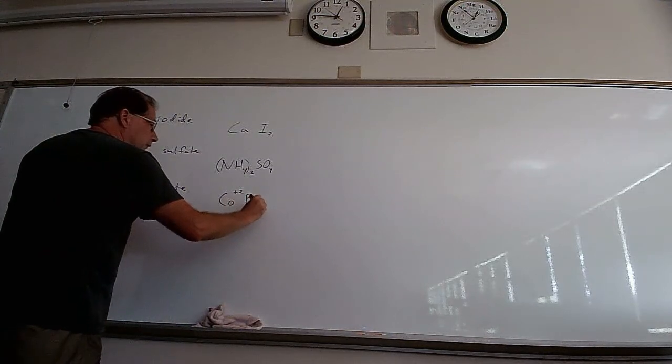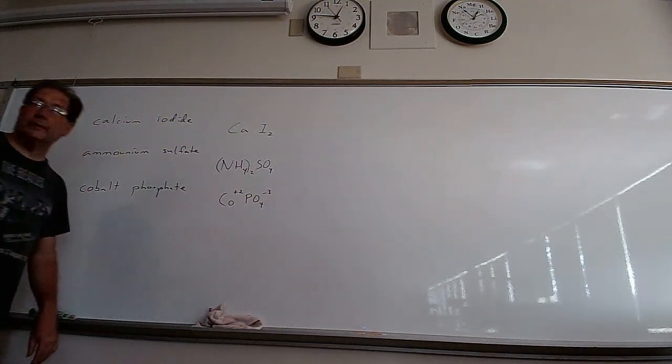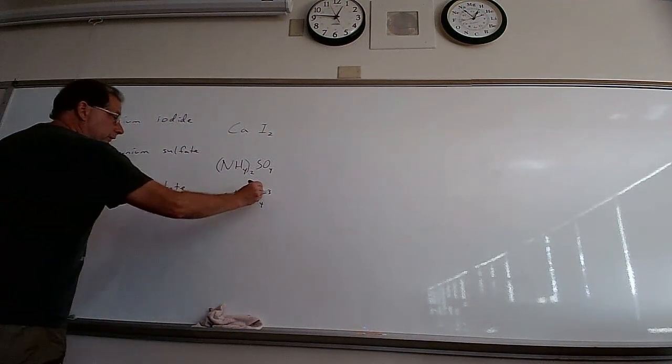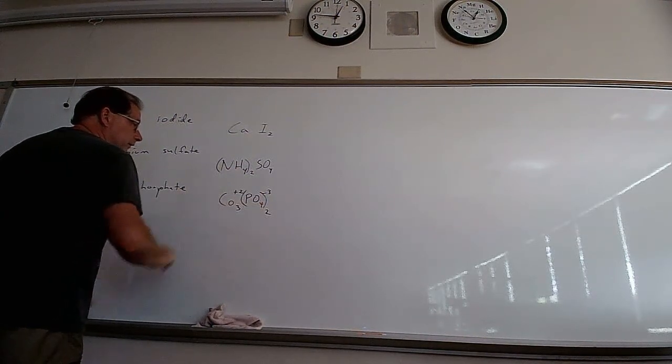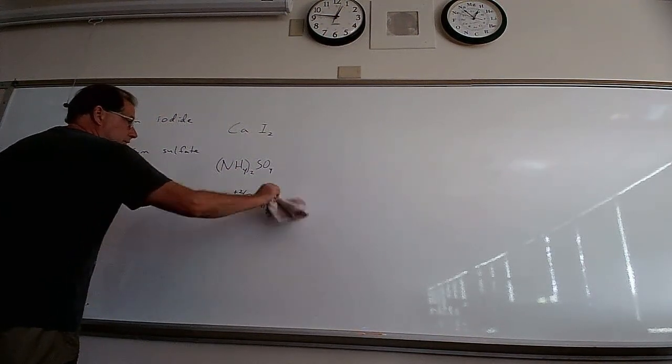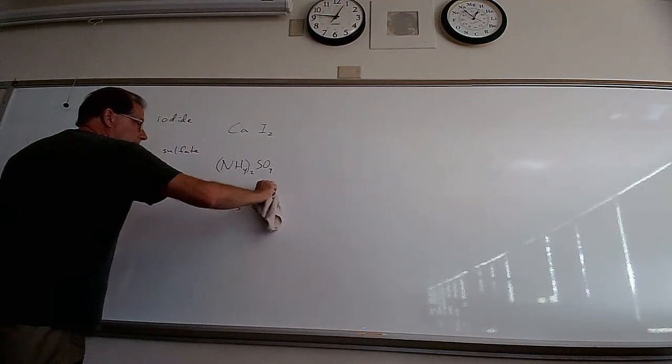Then cobalt phosphate. Cobalt is Co with a charge of +2. Phosphate is PO4 with a charge of -3. And I crisscross there. Co3(PO4)2. 3, 2. Crisscross, that's what I got.